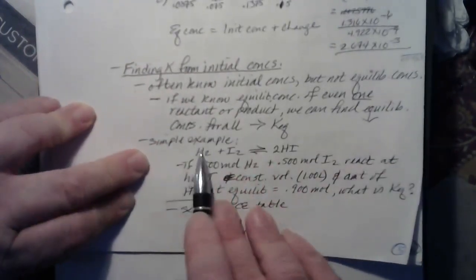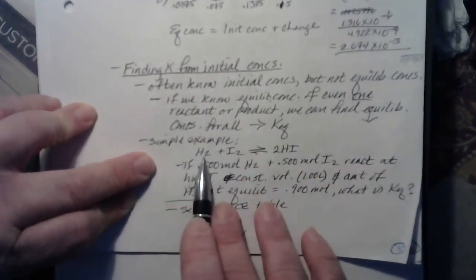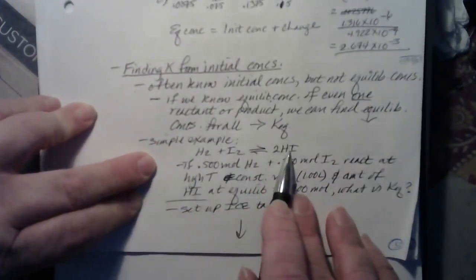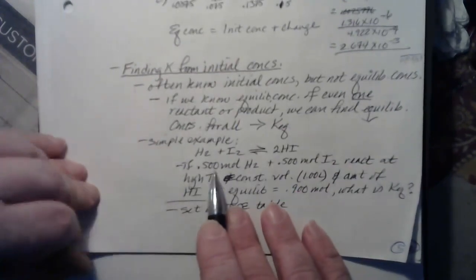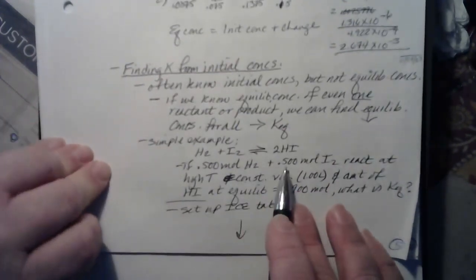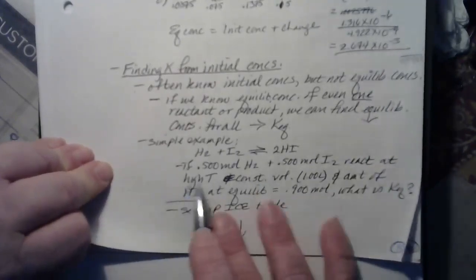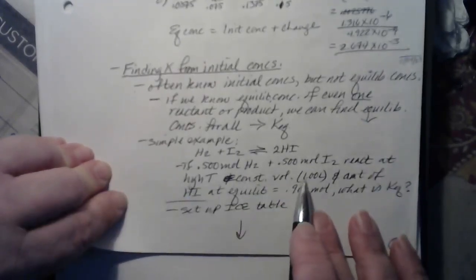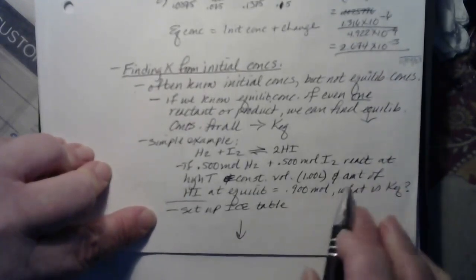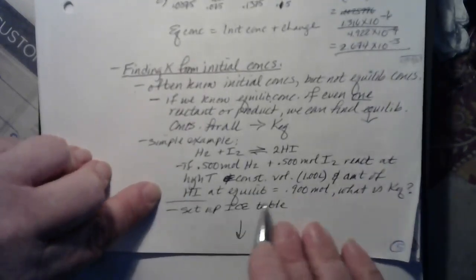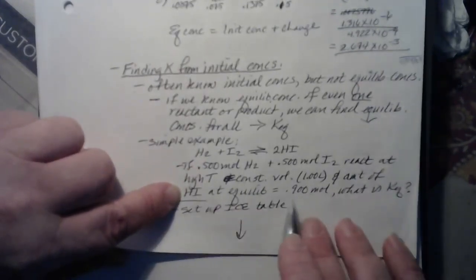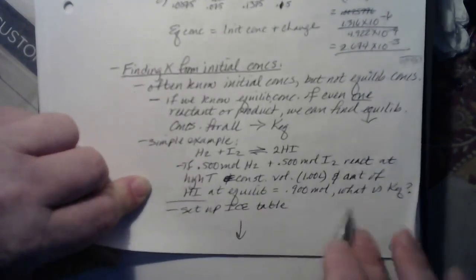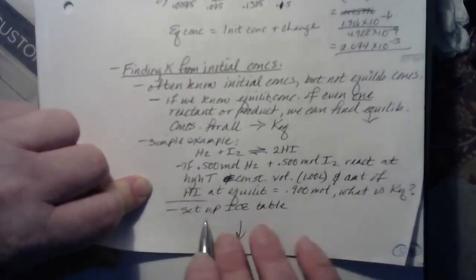A simple example that the book uses is hydrogen and iodine forming hydrogen iodide. So H2 plus I2 going to 2HI. And it sets it up as if 0.5 moles of H2 and 0.5 moles of I2 react at high temperature and constant volume, and they mention 1 liter as the volume, and the concentration of the product, HI, at equilibrium is 0.9 moles. What is the KEQ? And in a situation like this, you would want to set up an ICE table.